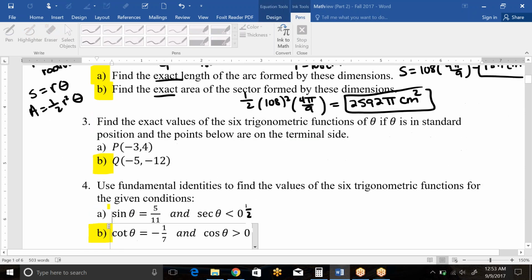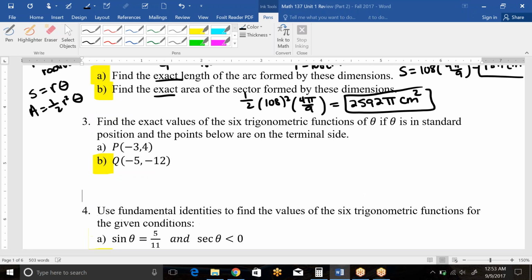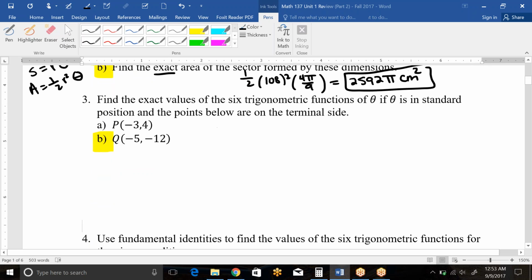Okay, we did one of these for 3, so we're going to look at the second one. Find the exact values of the 6 trig functions. We need to place this on the quadrants to find the missing side. So -5 and -12, that is in, I'm just going to estimate, we're not really caring about exactness, but that's in quad 3.